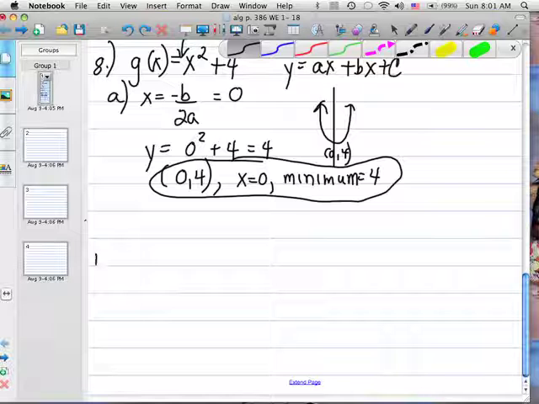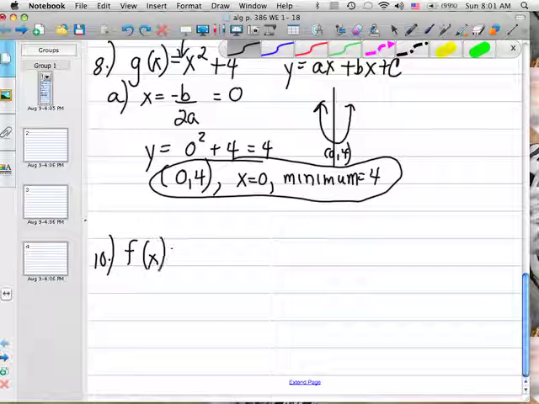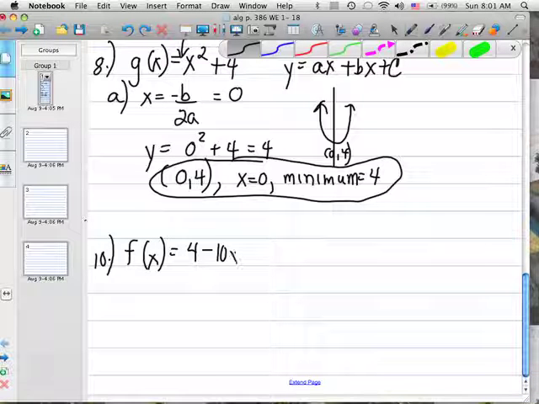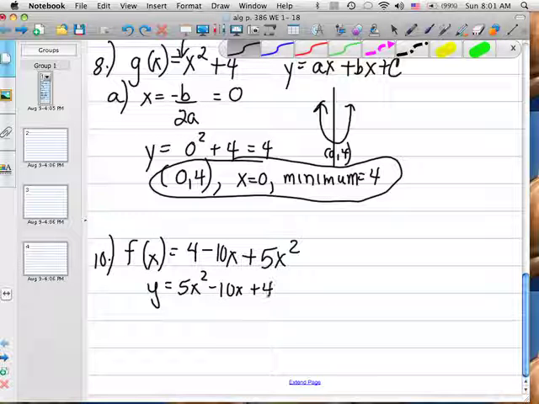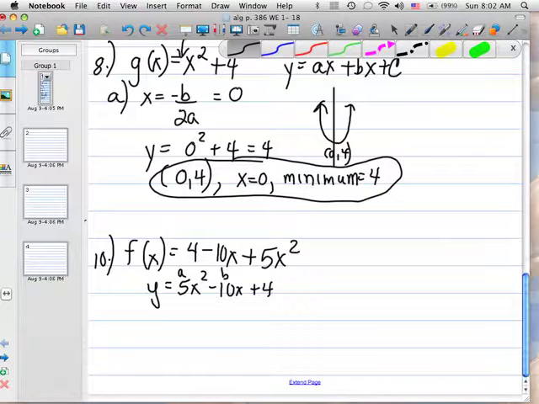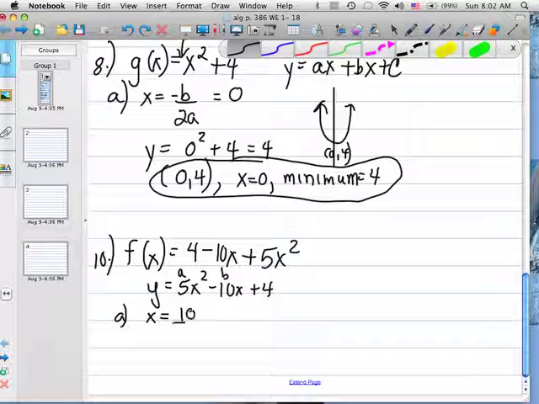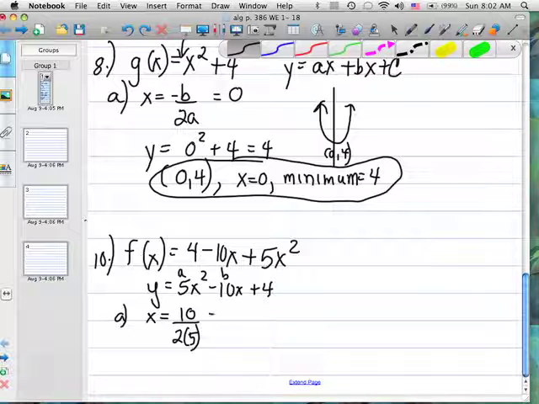Problem number 10, we have t of x equals 4 minus 10x plus 5x squared. I'm going to turn this around so we get it in quadratic form. Y equals 5x squared minus 10x plus 4. This is A, this is B. So first the vertex, the x value of the vertex is the opposite of B, which would be 10 over 2 times A. 2 times 5 is 10. So that's 10 over 10, which is 1.